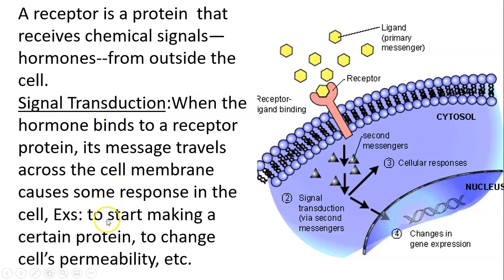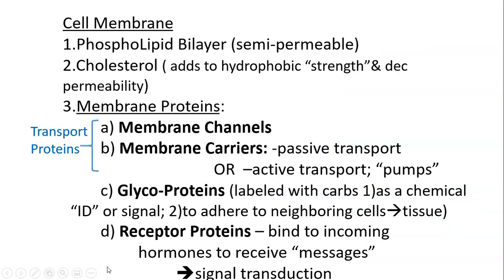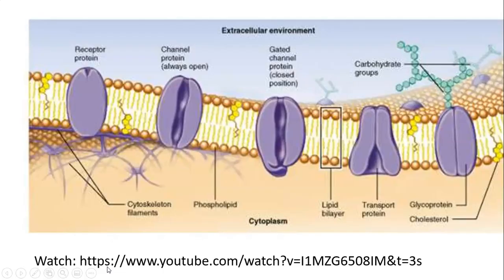And what might that message be? It can be lots of things. It can be, you need to start making this protein, you might tell the cell. Or you need to change your permeability and change some of your membrane proteins, close them off. All kinds of things that might be in the message. Here's a really nice summary, so you should pause and make sure you understand all of this and write it out. And here's a quick review.